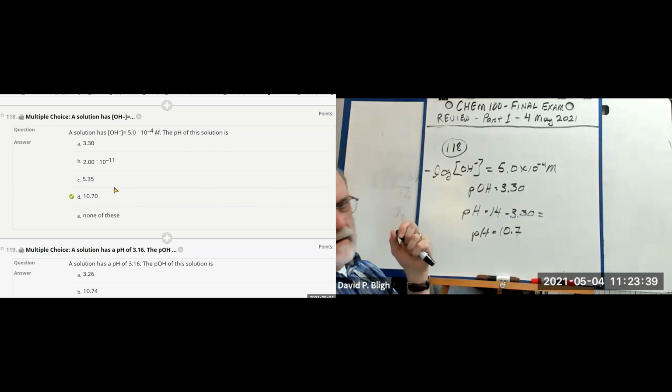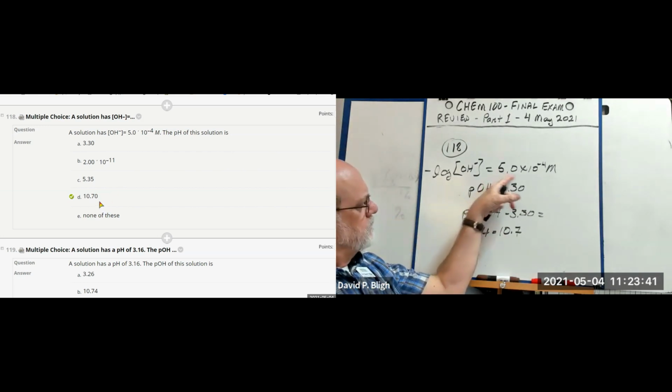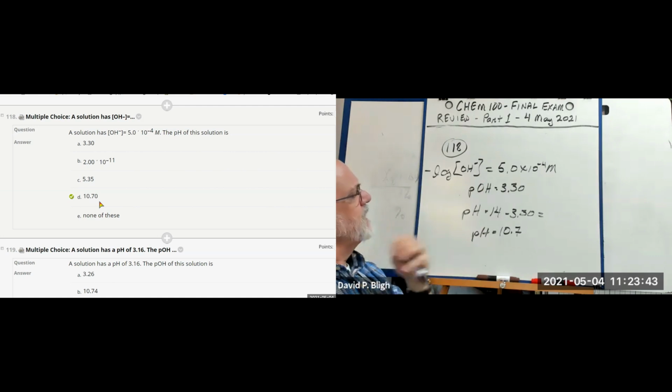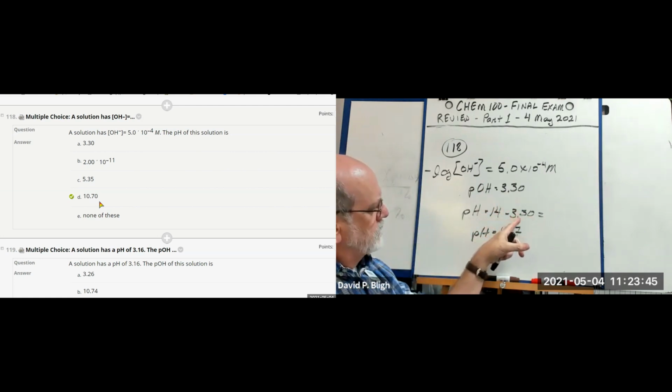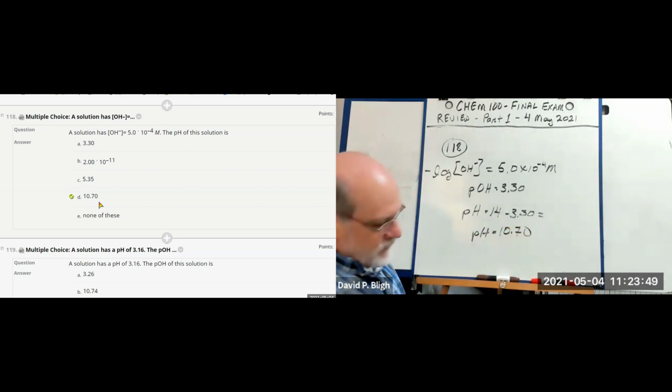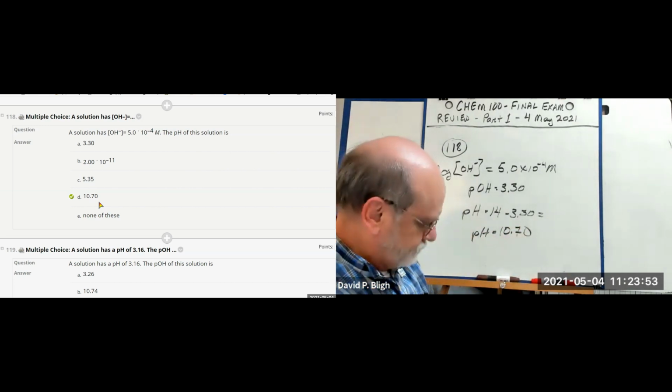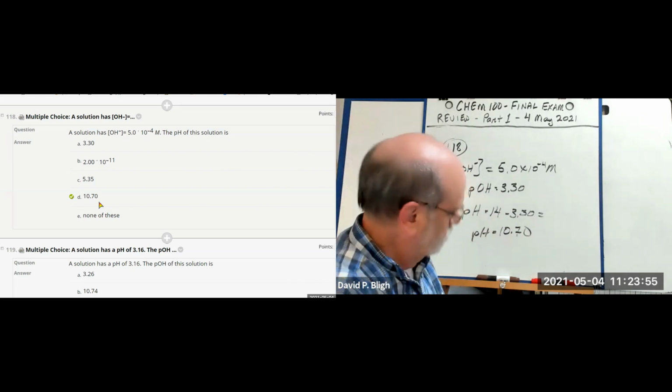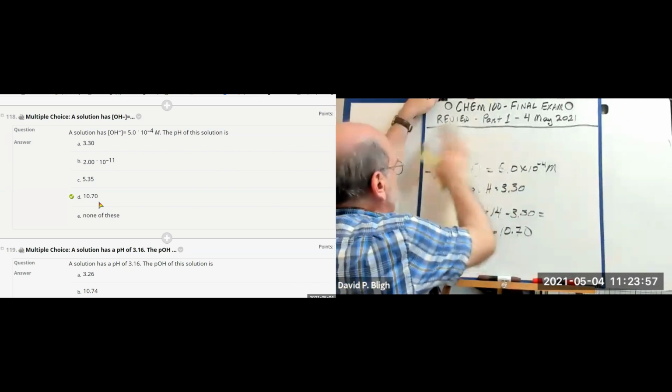Let me see. Two significant figures means 2 decimal places. Oh, yeah, that's right. Should be 10.70. Yeah. 2 decimal places. All right, 118.